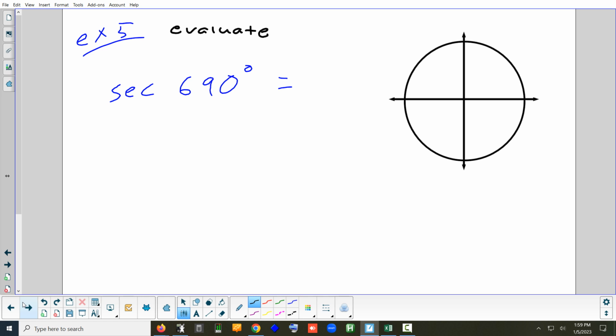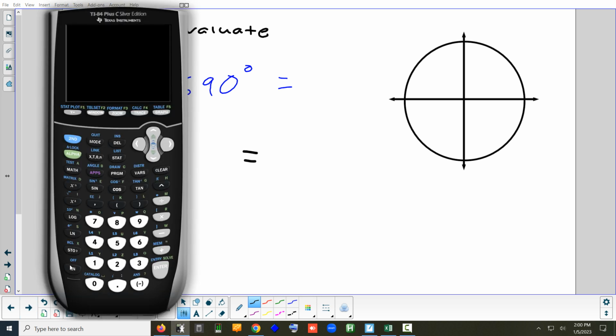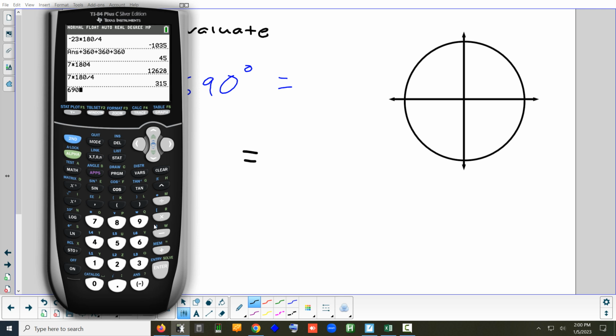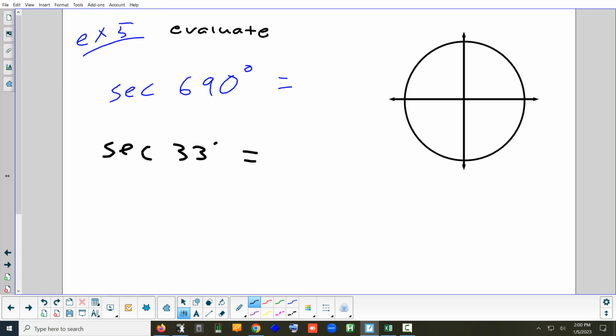Well, it's in degrees, so we don't have to worry about changing it to degrees. But we might want to do something with that 690. Yeah? Let's subtract 360. So if we take 690 minus 360. Oh, sometimes it doesn't register that I pressed the button. We get 330. It's a little easier to think about. Okay, so 330.